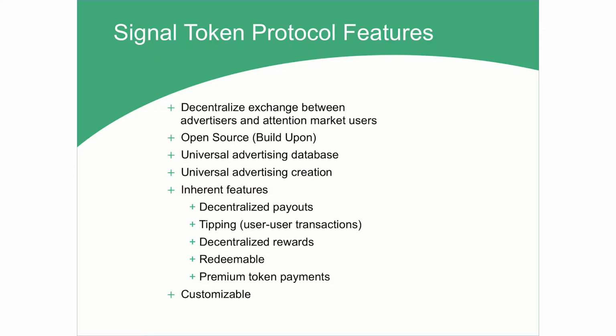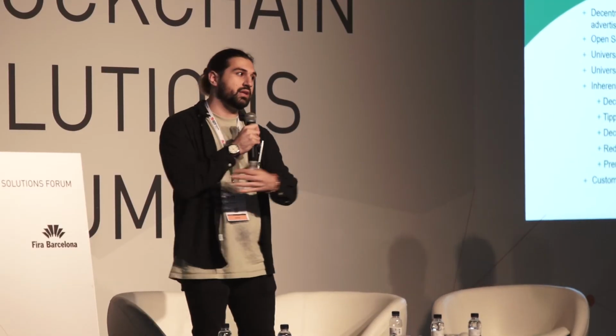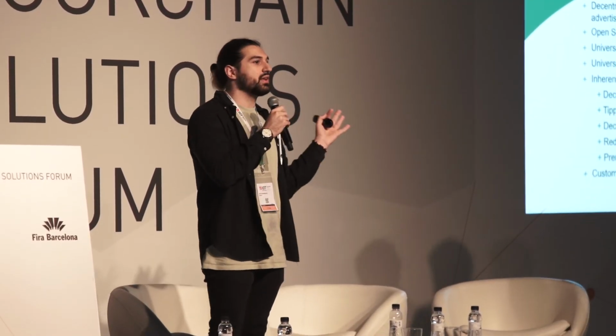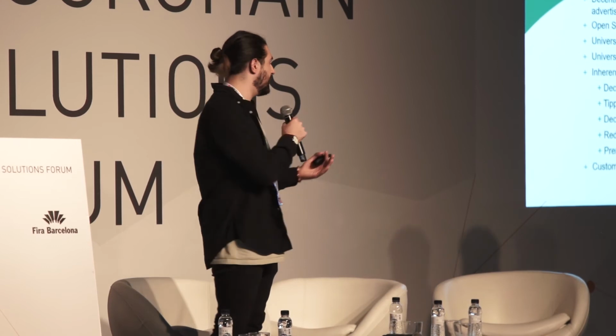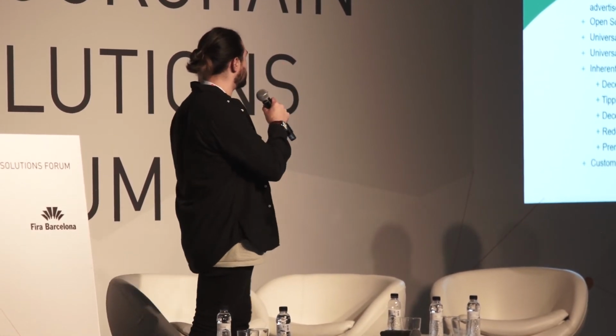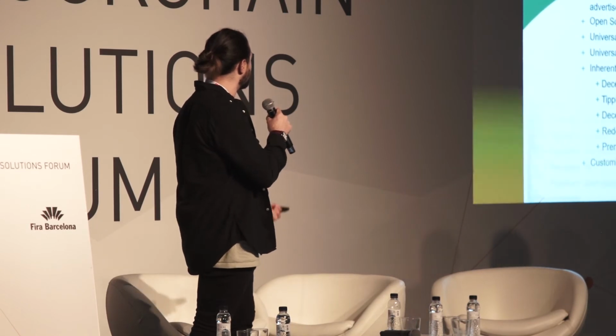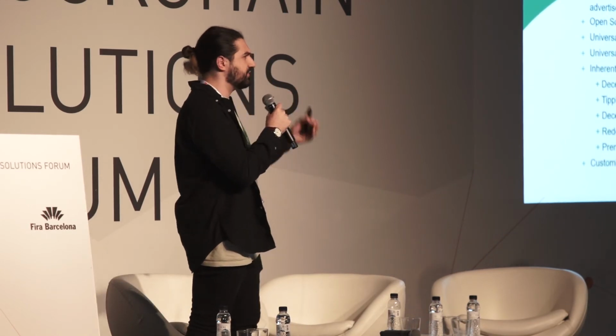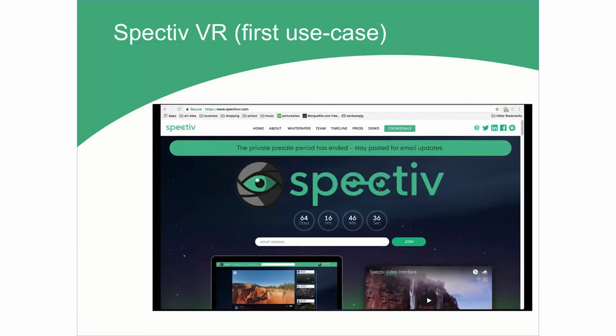So to describe some general features and characteristics of the token platform, this platform is an open source protocol, meaning that it is intended for use by media platforms outside of the platform that we're about to introduce. This means a number of things. We provide a universal advertising database, etc. These are just the general notes which you can find in our white paper. Now, we're going to introduce to you guys Spectiv.